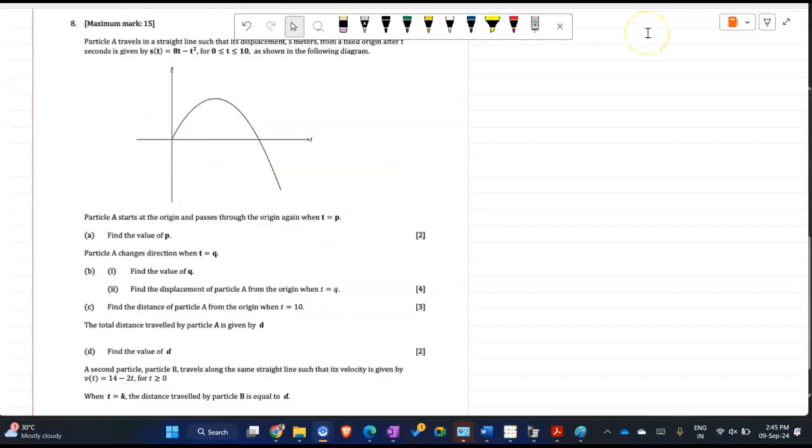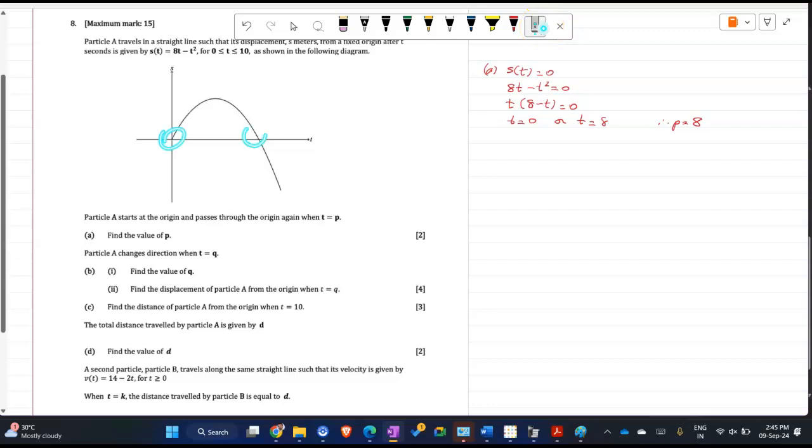So what you do in this case is, displacement is 0. So your s(t) is equal to 0. So basically part A, your 8t minus t square is equal to 0. Factorize, so remove t common. t(8 minus t) is equal to 0. So t is equal to 0 or t is equal to 8. Means the displacement is 0 at t is 0 and 8, and therefore p is equal to 8.